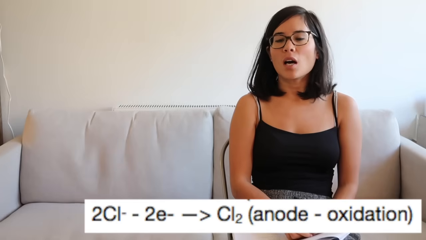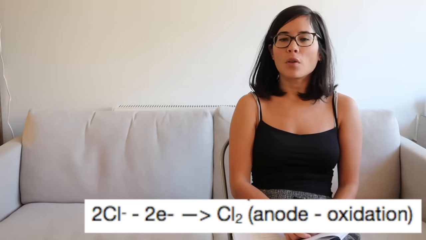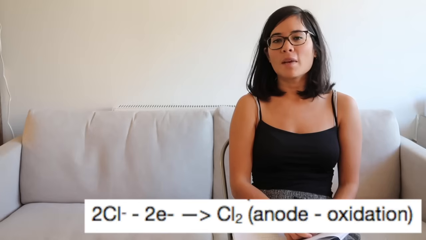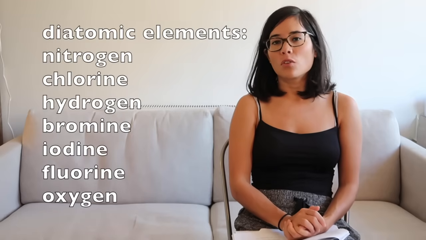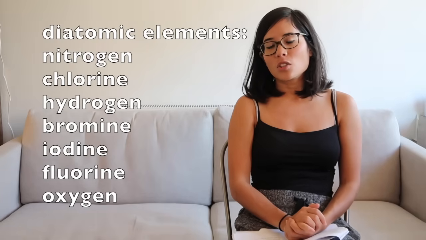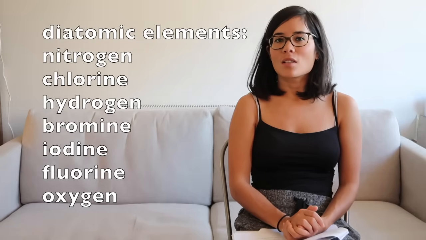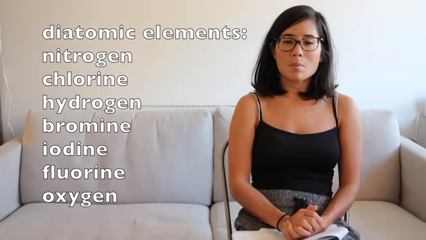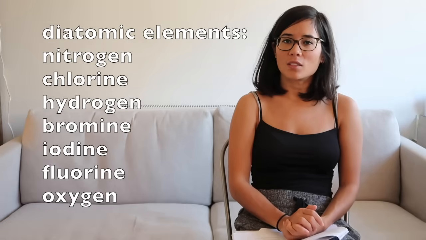Do notice that both hydrogen and chlorine are diatomic molecules, so you'll be making H2 and Cl2. And remember the other elements which are also diatomic: nitrogen, fluorine, bromine and iodine, and oxygen. Now do remember this as a list, because in case it comes up and you've got to balance equations, you've got to remember that they're diatomic.